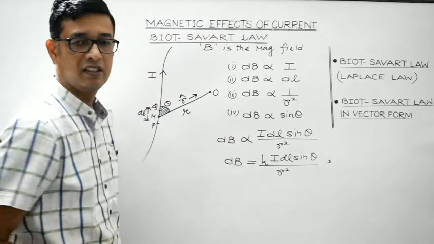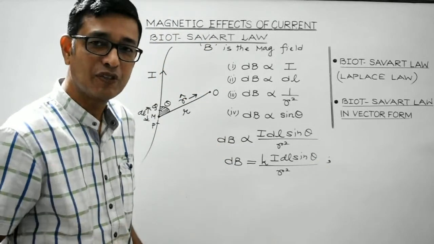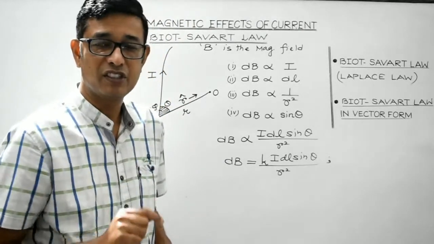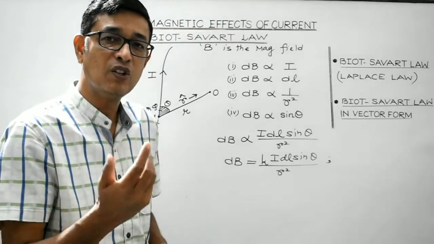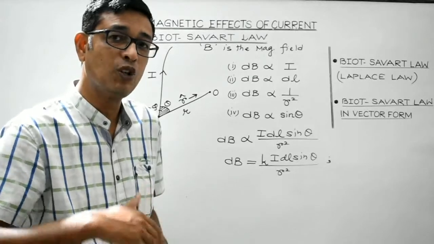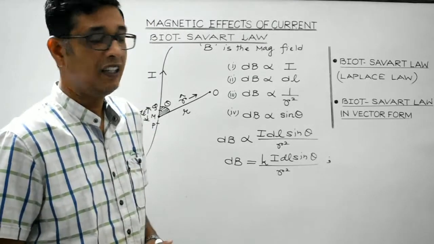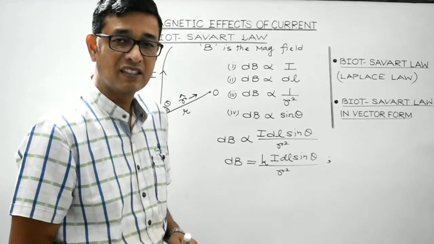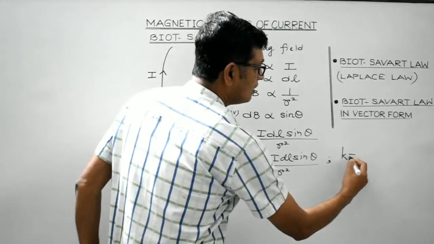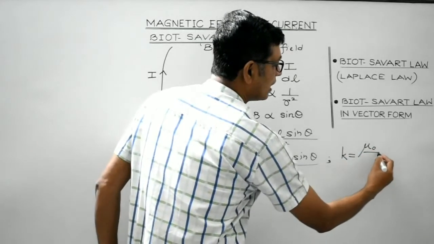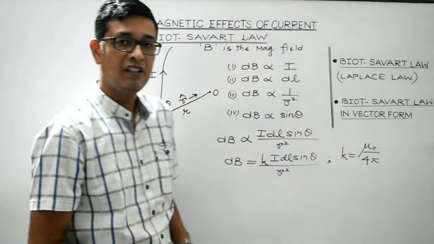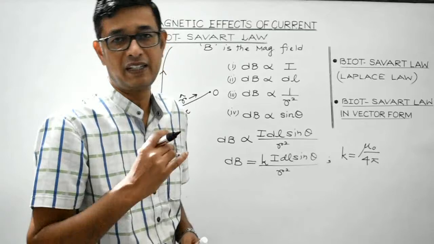Now k is constant. We'll discuss the factors on which the value of k depends, right? You must remember, in electrostatics, k, which is constant of proportionality, is 1 over 4 pi epsilon naught. Epsilon naught is the absolute permittivity of the free space. Here k is the constant which is given by mu naught divided by 4 pi. Here mu naught is the absolute permeability.